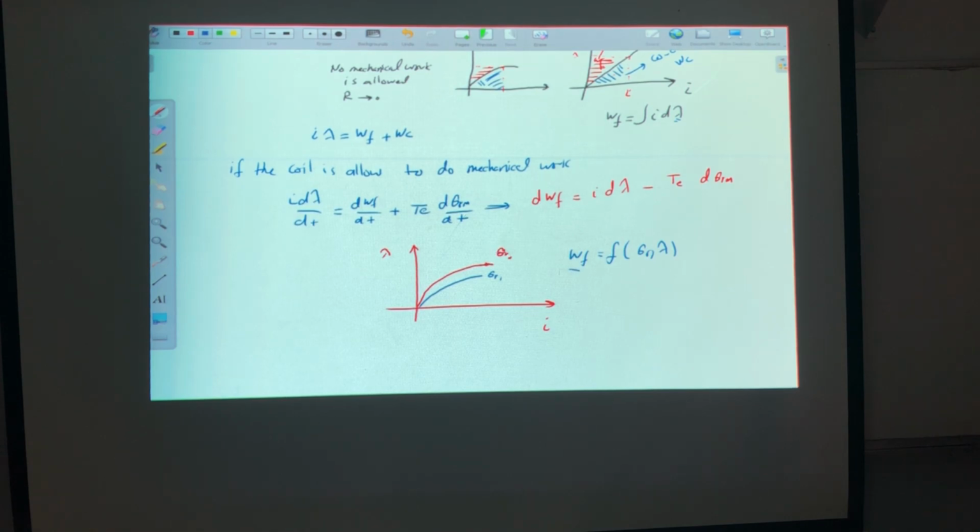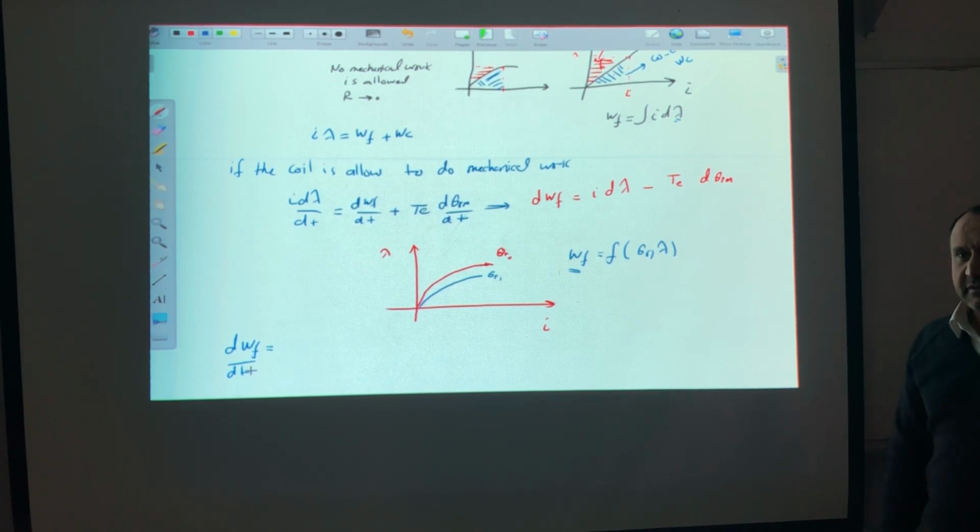Now, who can differentiate this one? Who can find d omega f equal to what? Partially, yes.